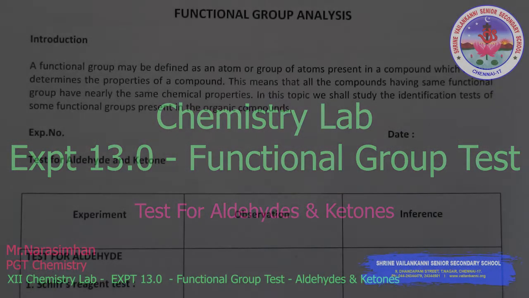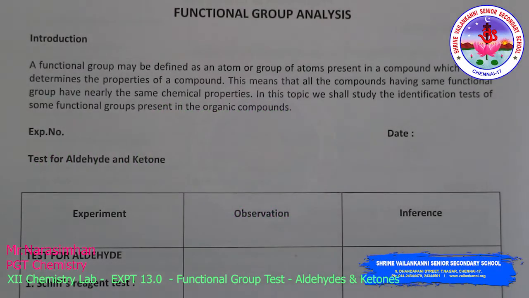Now, functional group analysis test. Introduction. A functional group may be defined as an atom or group of atoms present in a compound which largely determines the properties of the compound. This means that all the compounds having the same functional group have nearly the same chemical properties.